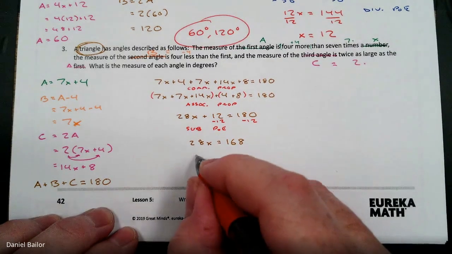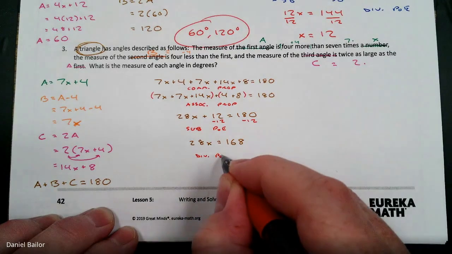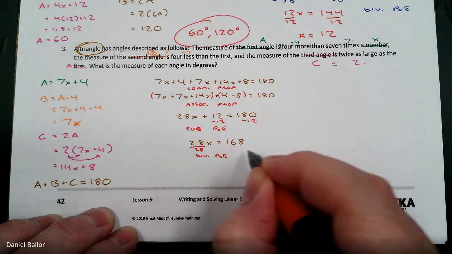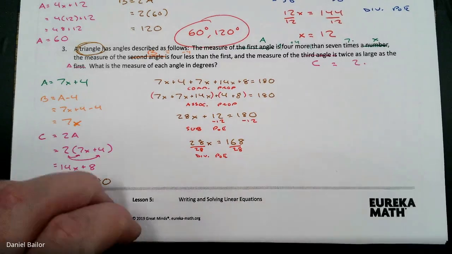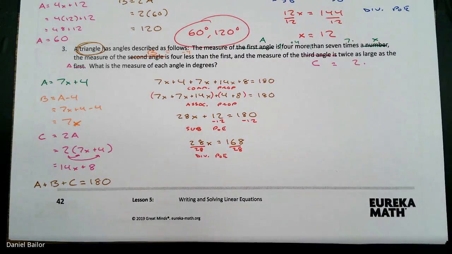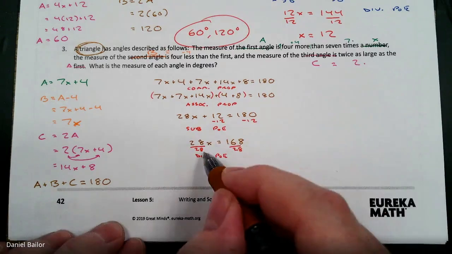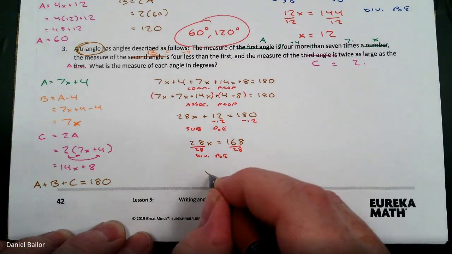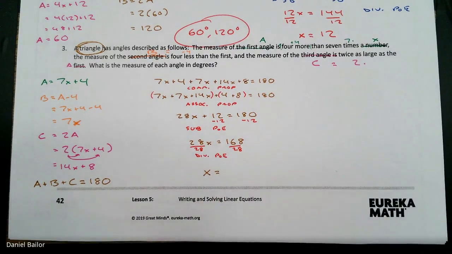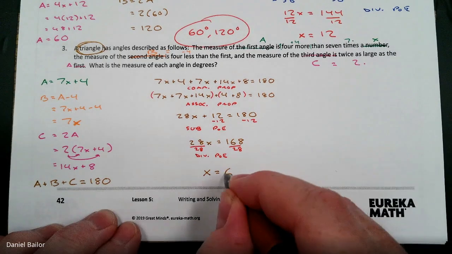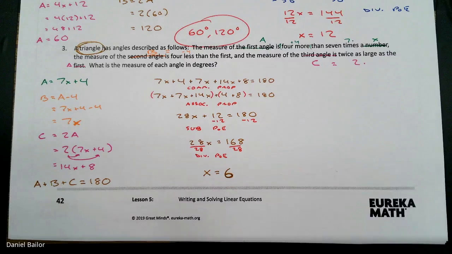Now I'm going to use the division property of equality and divide both sides by 28. So 28x divided by 28 is just 1x. And then 168 divided by 28, let's see, this is going to be 6. I believe it's 6. What is, yep, it is 6. So x is 6. Now, you might need a calculator for that.